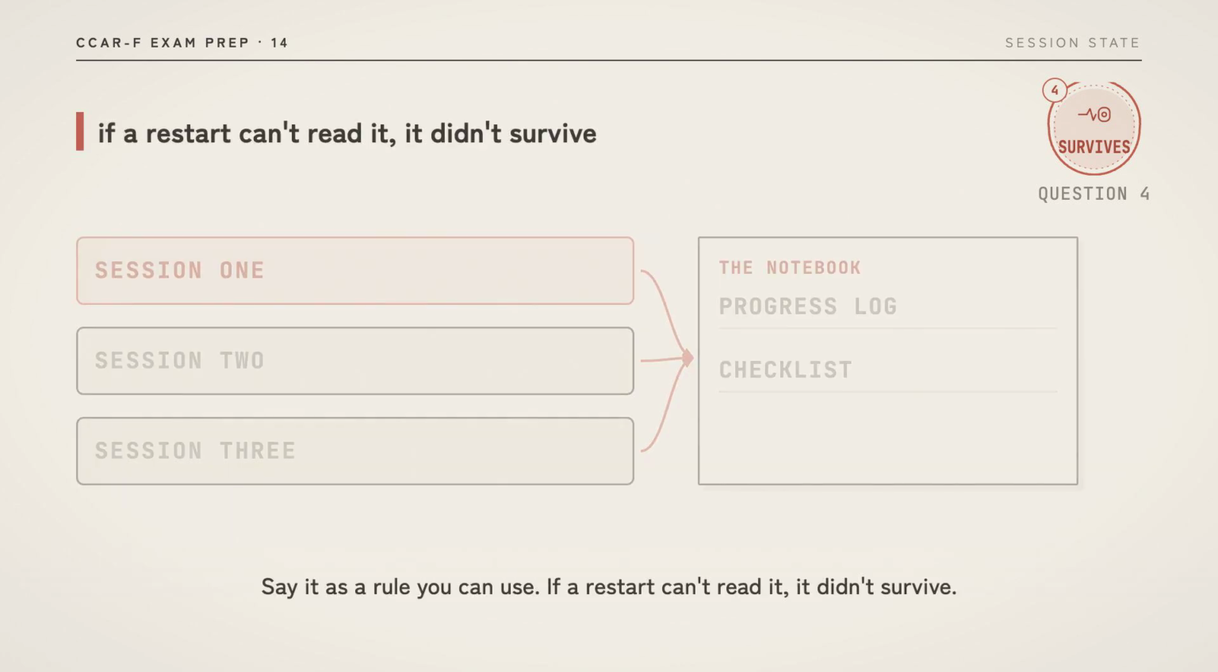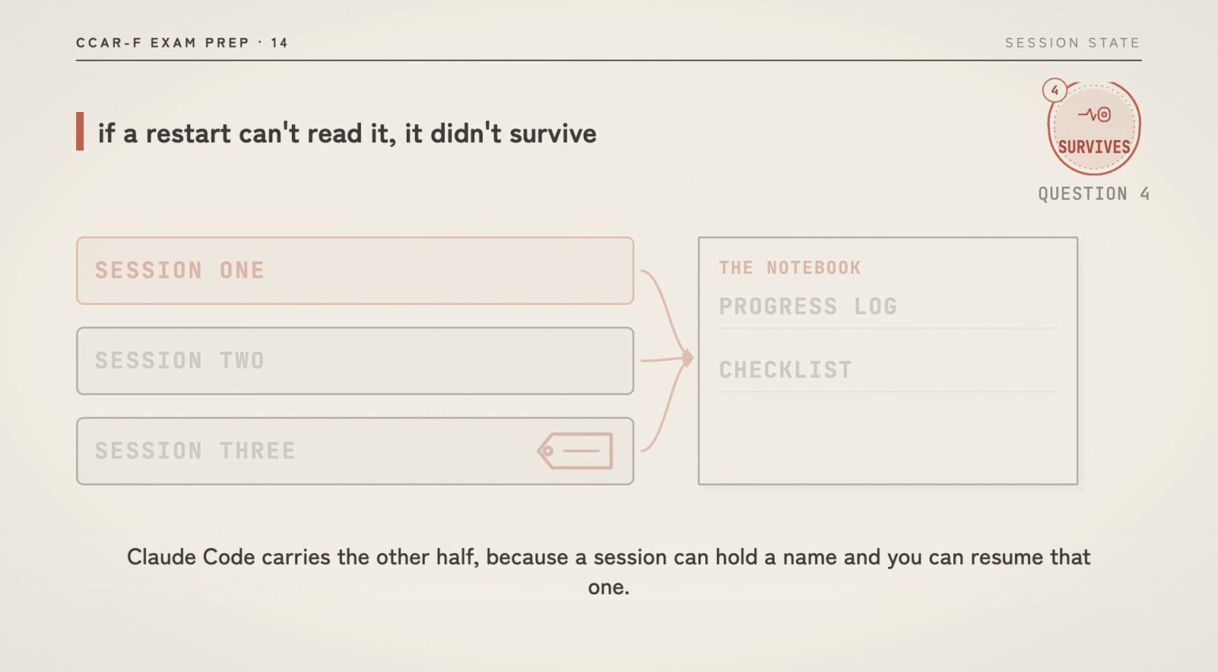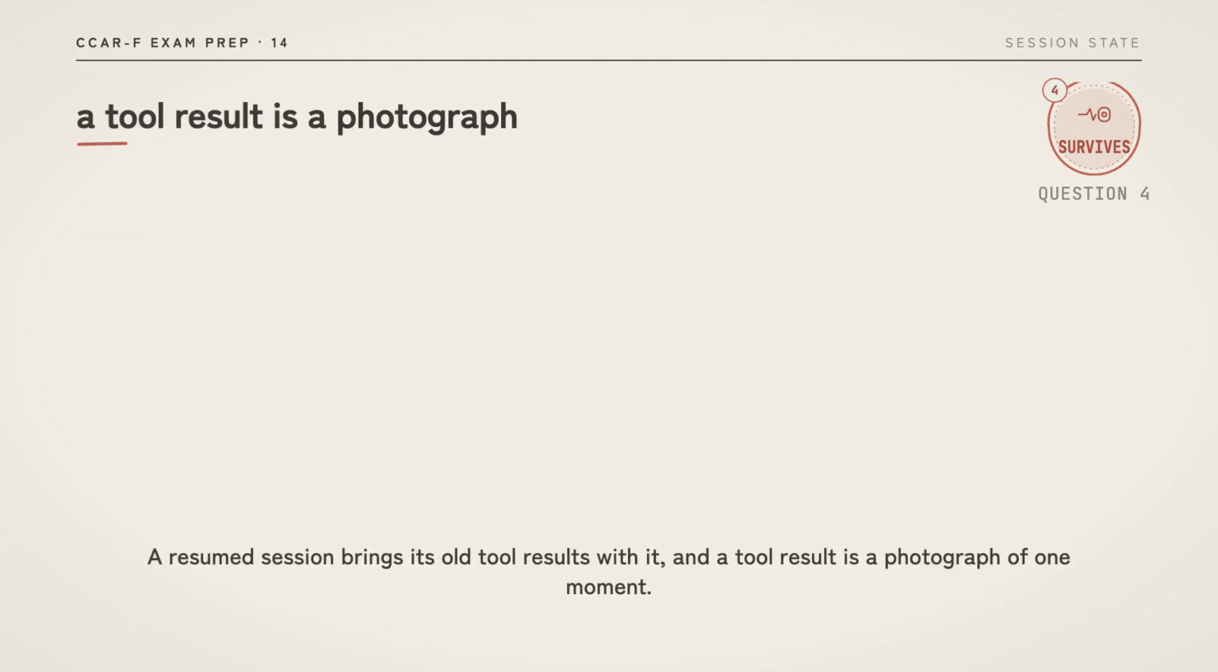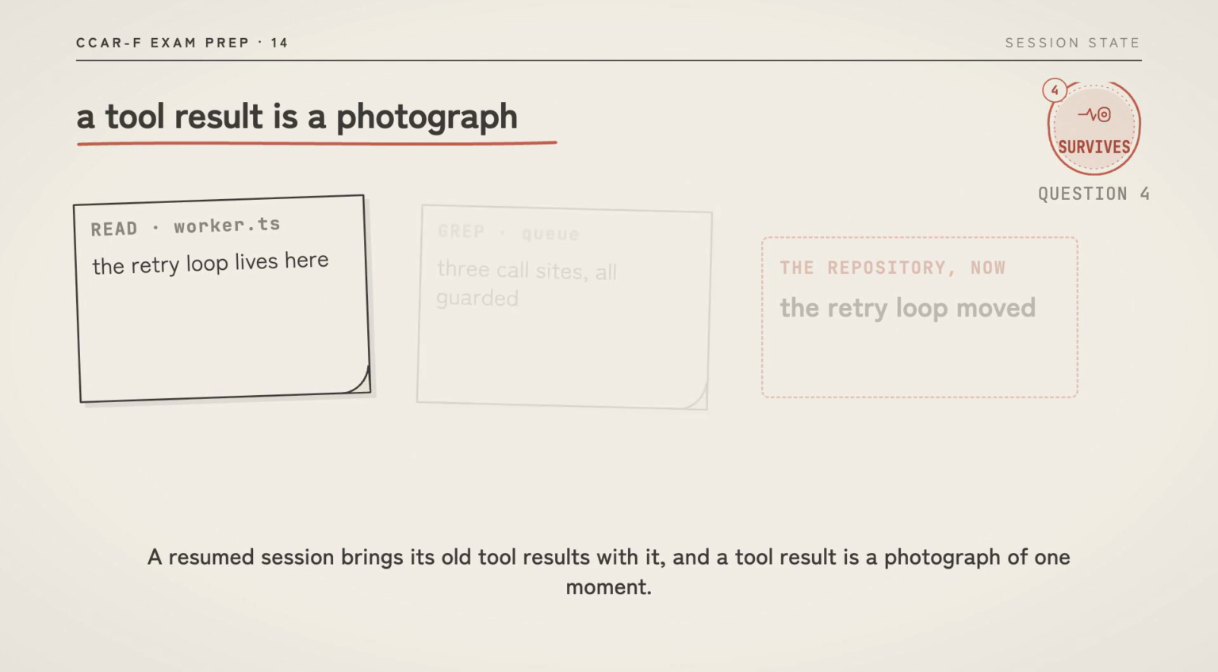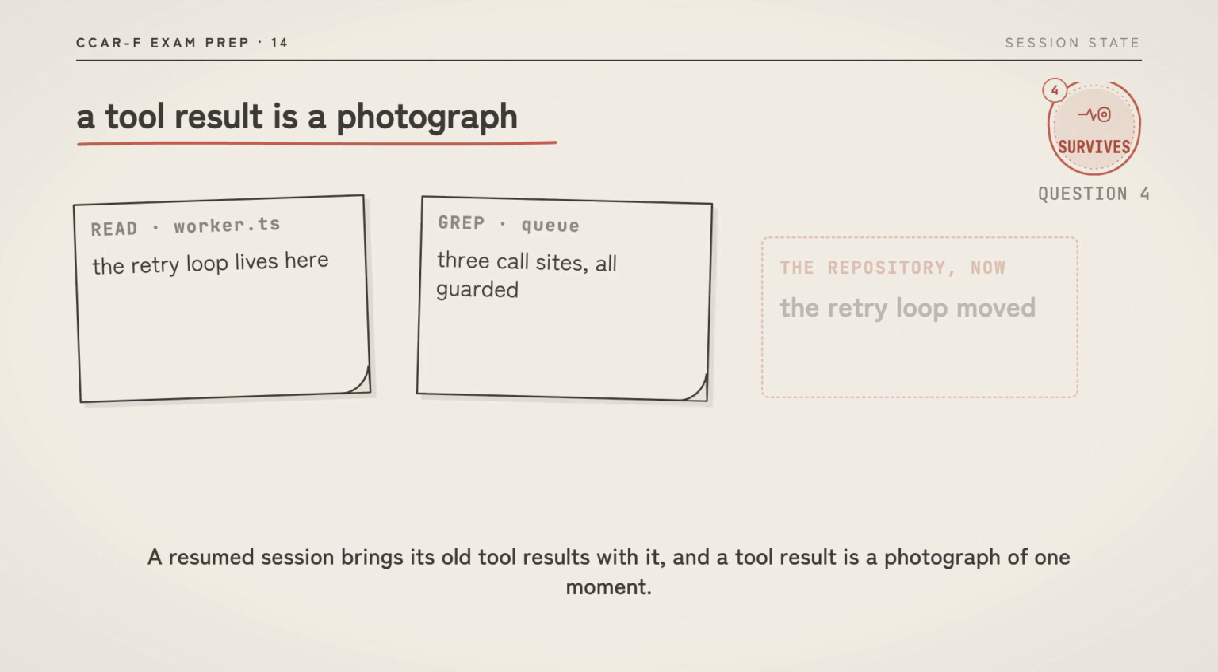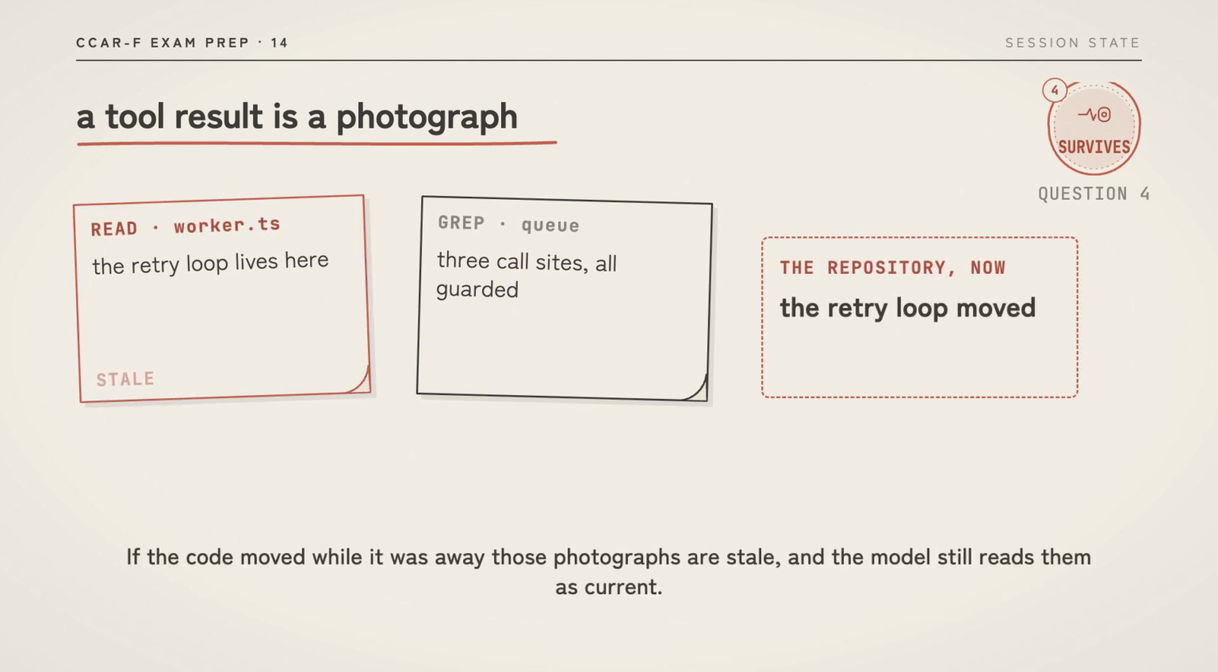Say it as a rule you can use. If a restart can't read it, it didn't survive. Claude Code carries the other half because a session can hold a name and you can resume that one. A resumed session brings its old tool results with it, and a tool result is a photograph of one moment. If the code moved while it was away, those photographs are stale and the model still reads them as current.